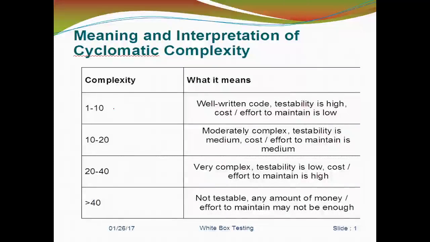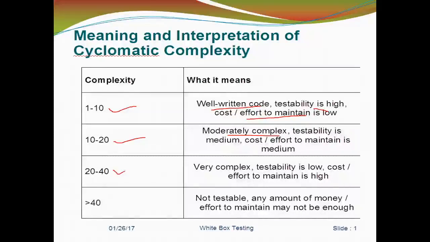Now, if the complexity, the answer which you get by substituting the values in the formula, is between 1 to 10, then it is well written code, testability is high, and the cost or effort to maintain is low. If the code complexity is between 10 to 20, then it is moderately complex, testability is medium, and the cost or effort is also medium.